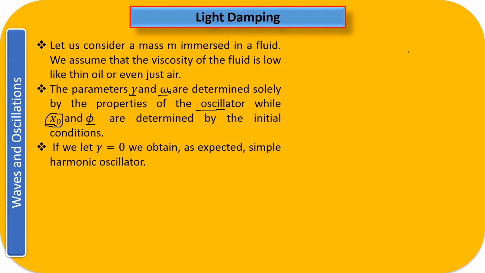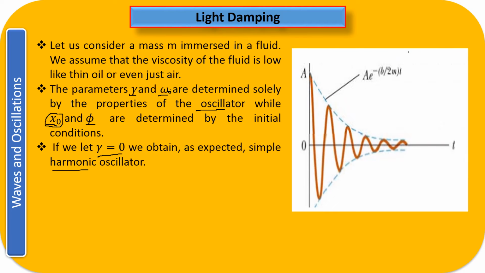Next we are saying, if gamma is equal to 0, it means we don't have a resistive medium, and if you don't have any resistive medium, it becomes your free oscillations. So it will become your simple harmonic oscillator if the gamma value is equal to 0. So naturally it will not be called light damping. It will not be damped oscillations. It will be free oscillations, right?